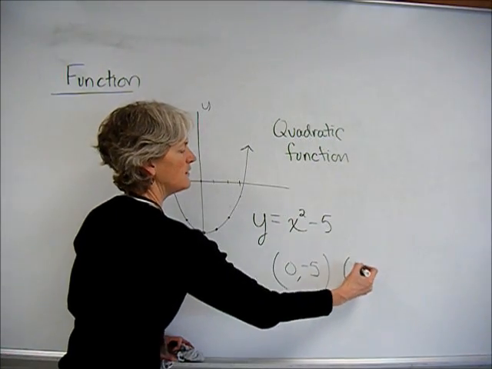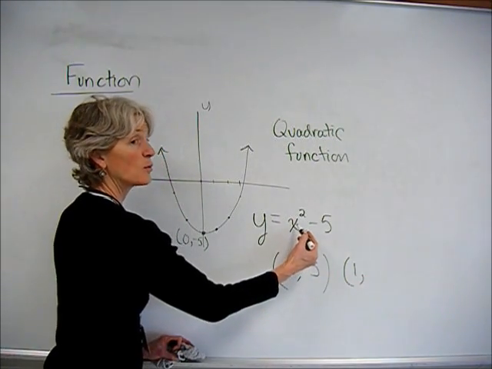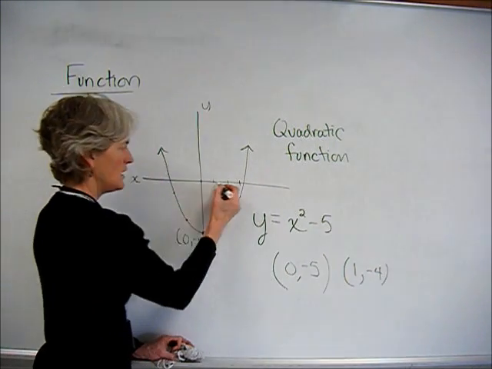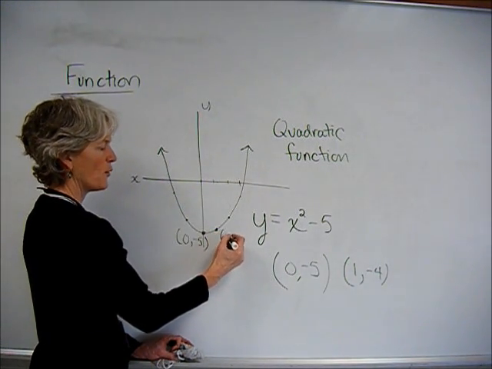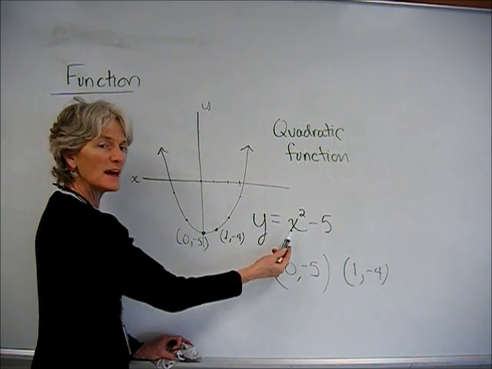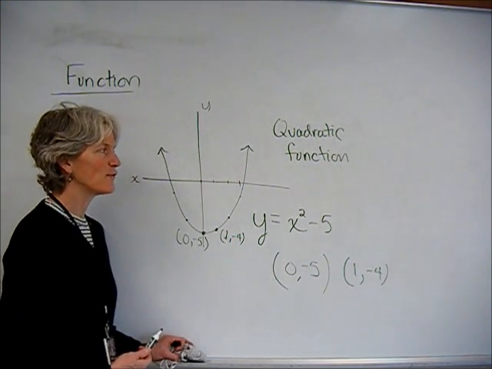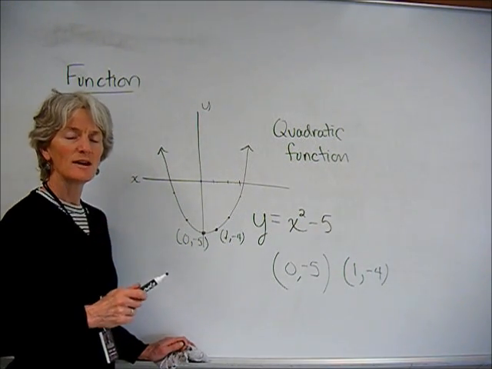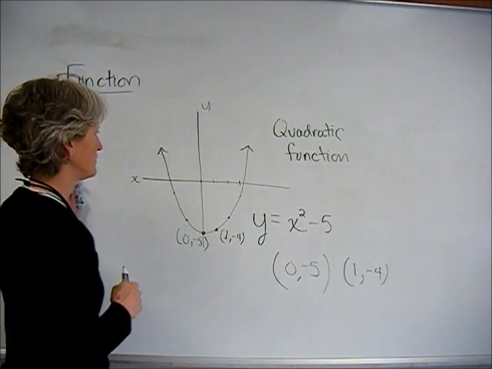I could put in a 1 for x. 1 squared is 1, minus 5 is negative 4. There's another point on this quadratic function. No matter what I plug in for x, I'm just going to get out one answer for y. That's what makes this a function. Hey, should we look at some things that are not functions?